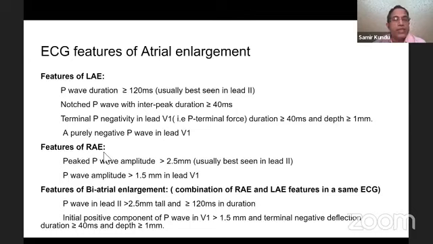Features of right atrial enlargement: tall peaked P wave amplitude more than 2.5 millimeters in the limb leads, especially lead 2, and P wave amplitude in V1 more than 1.5 millimeters.